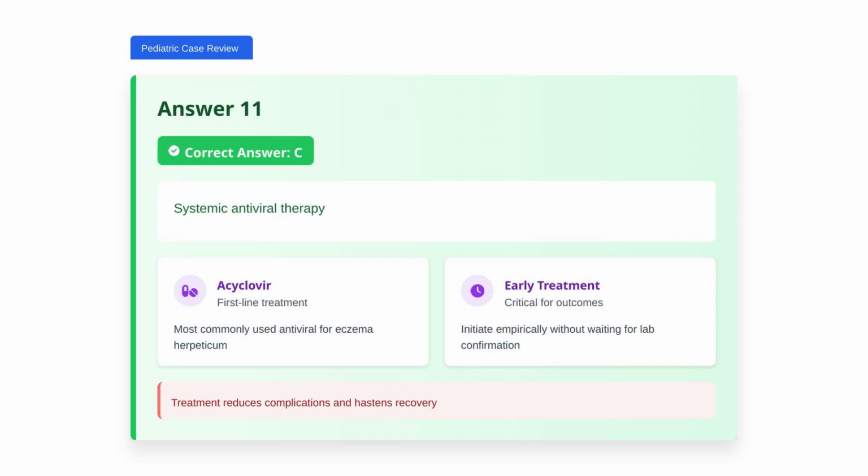Systemic antiviral therapy is the first-line treatment for eczema herpeticum. Acyclovir is the most commonly used antiviral medication, typically administered intravenously in severe cases or orally in milder cases. Early initiation of antiviral therapy is crucial and has been shown to significantly reduce complications and hasten recovery. Treatment should begin empirically when eczema herpeticum is suspected without waiting for laboratory confirmation.